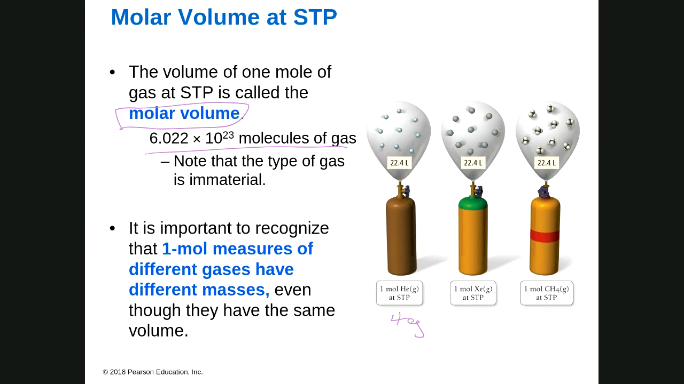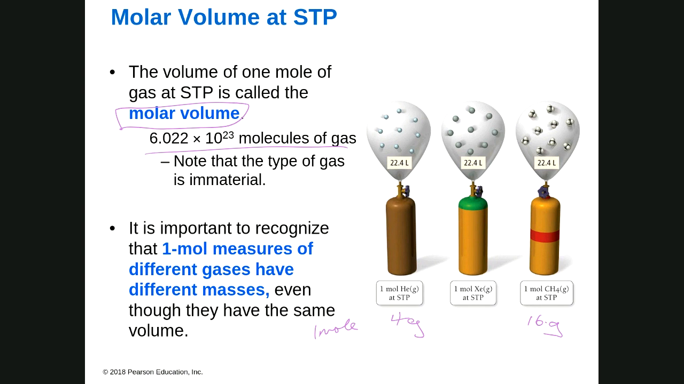CH4, which would be 16 grams, right? Or no, 12, yeah, 16 grams. And I don't know what xenon is. So 1 mole of helium is 4 grams. 1 mole of methane is 16 grams. And that's the formula weight, okay? And xenon is whatever it is. I'm not looking it up.